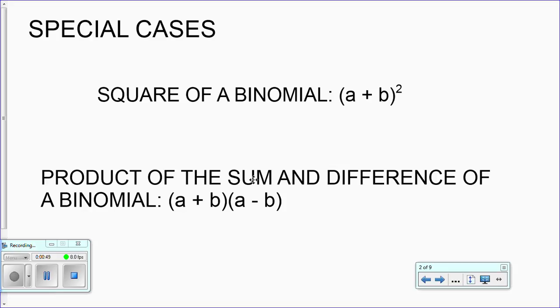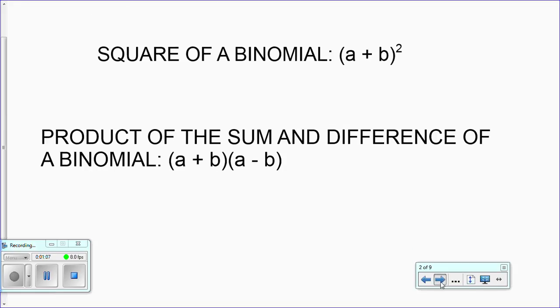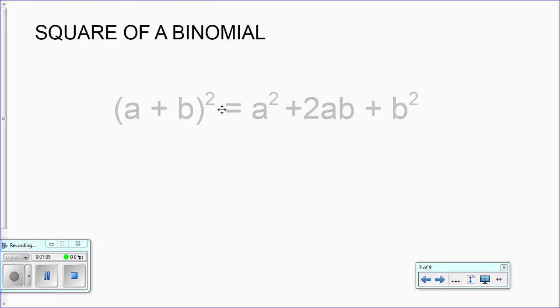Okay, and then we have the product of the sum and difference of a binomial, where we have a number plus another number times that same first number minus that other number. Okay, so both addition and subtraction come into play. So here is what it'll look like.